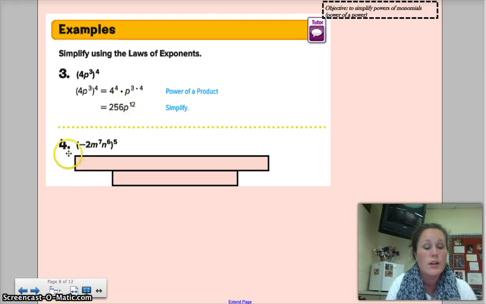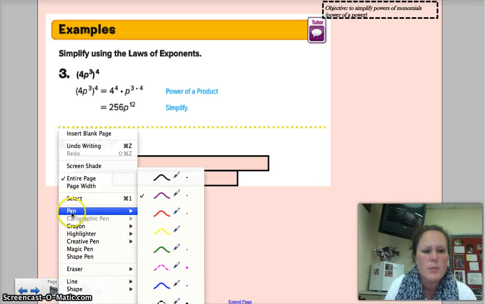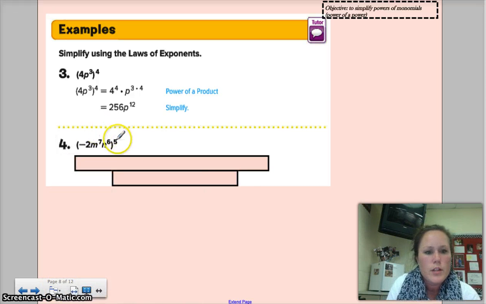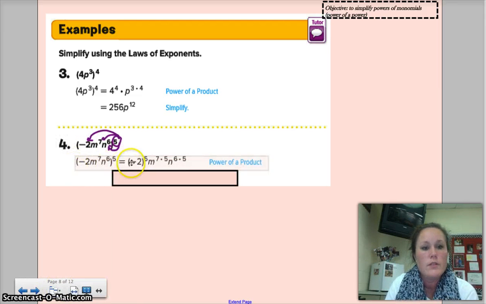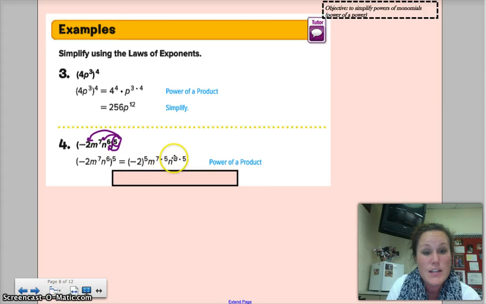times 4. Let's look at another example. I'm going to get my pen out. We're going to distribute this 5 to the 2, to the 7, and to the 6. All right, so let's look at what the answer tells us to do. -2 to the 5th power, good. M to the 7th times the 5th power, and n to the 6th times the 5th power. I've distributed it in there.